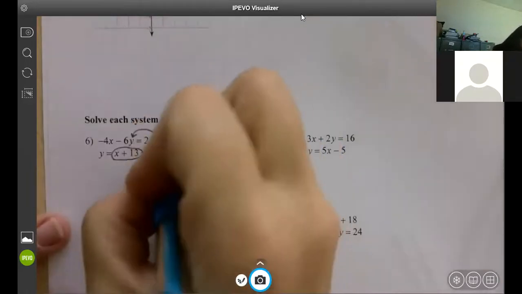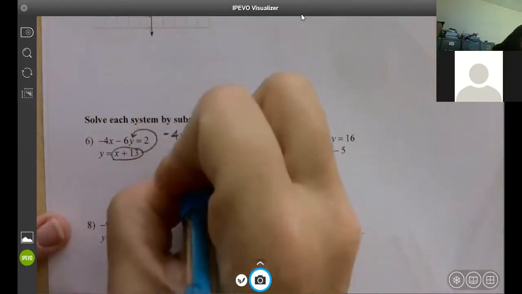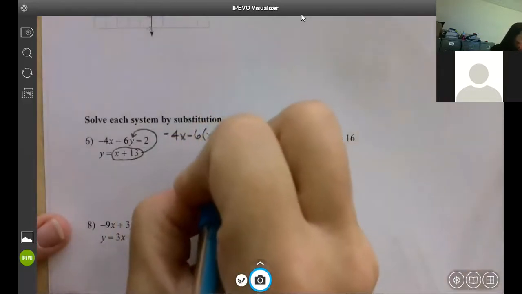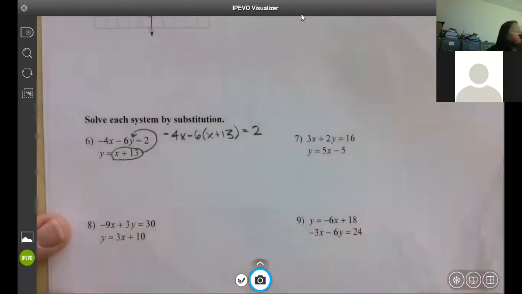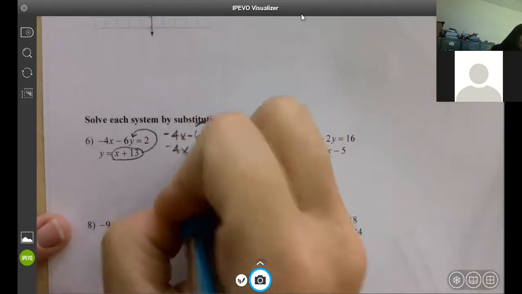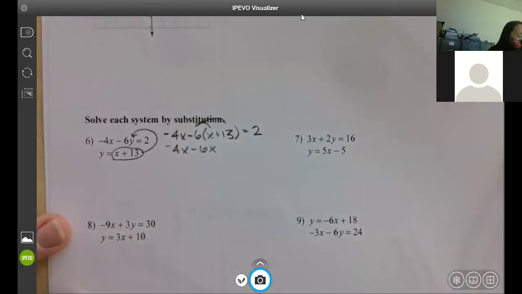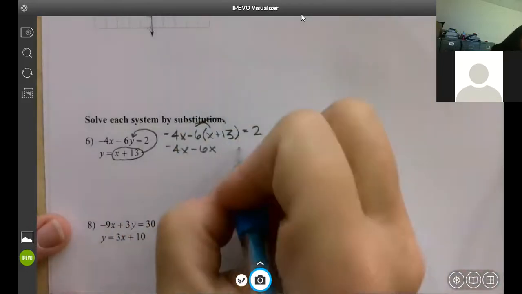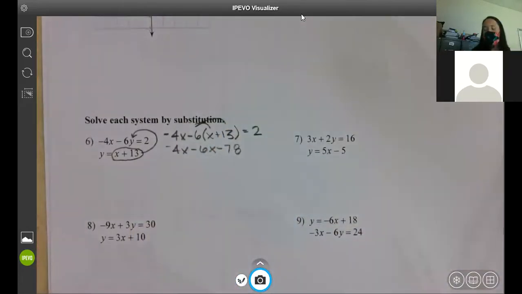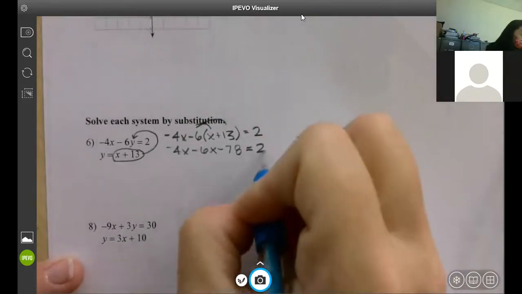So we're going to plug it in and we get -4x minus 6, but instead of y, we're going to put in x plus 13. Finish out your equation equals 2. You need to distribute your -6. So -4x minus 6x. What is 13 times -6? -78? Yes, no, maybe? Yeah. Equals 2. How do I solve now?